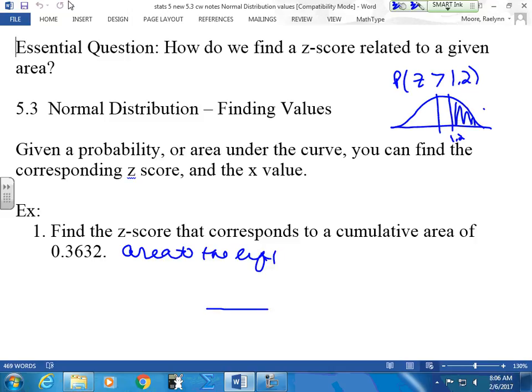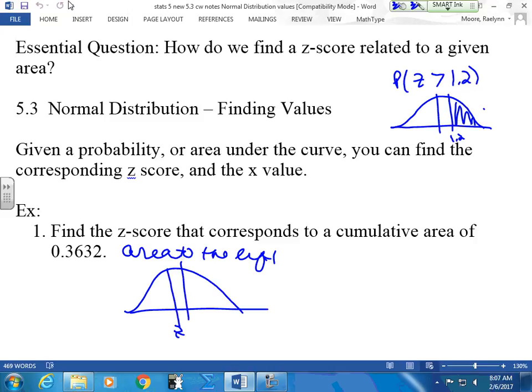So if I made me a sketch, would I be looking at a negative z-score or a positive z-score? What would you think? A negative, because why? It's less than 50%. 50% is up to here. This is less than 50%, right? So my z-score is probably over here somewhere. I need to find that z-score.